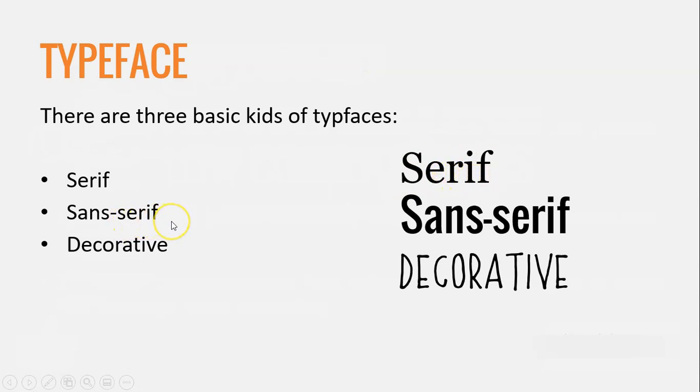The second one is sans-serif. Sans means without serifs. So you can see there are no serifs toward the corners. And the third one is decorative. Decorative doesn't fall under serif and sans-serif. This is some sort of another category.